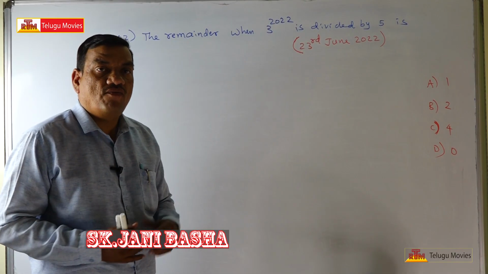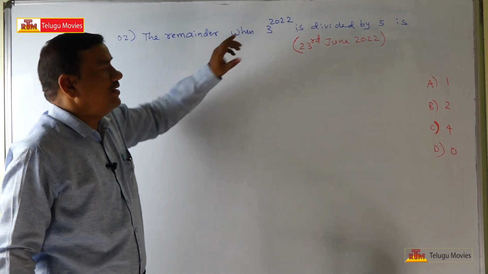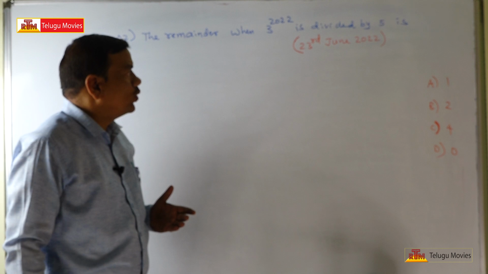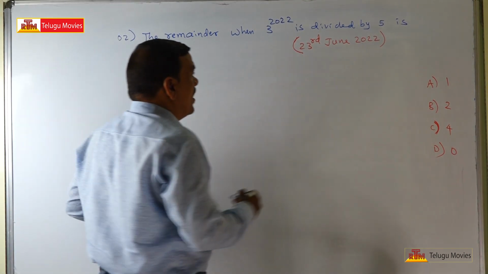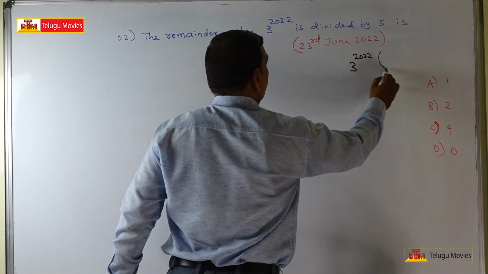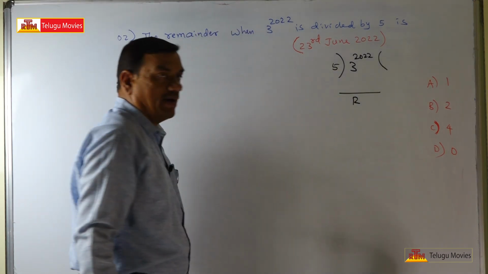So let us go for next problem. So dear students, welcome to second problem. The remainder when 3 to the power of 2022 is divided by 5 is. That means when 3 power 2022 is divided by 5, we have to find out the remainder.